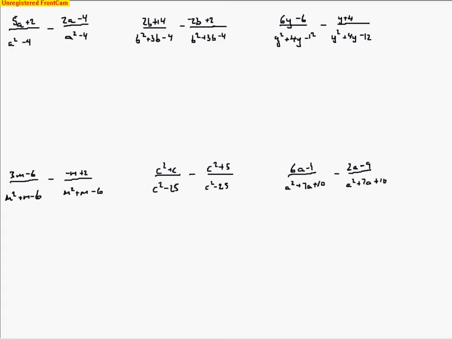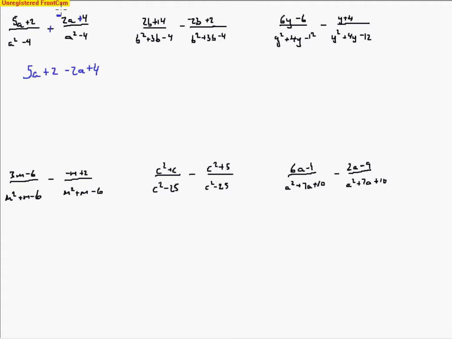The first thing I'm going to do is change that subtraction to addition, but when you do that, you have to switch the numerator's signs. So watch what happens here. This becomes addition, and then I switch both of these signs. This becomes a negative, this becomes a positive, and then we can combine. So we have 5a plus 2, and now a negative 2a plus 4.